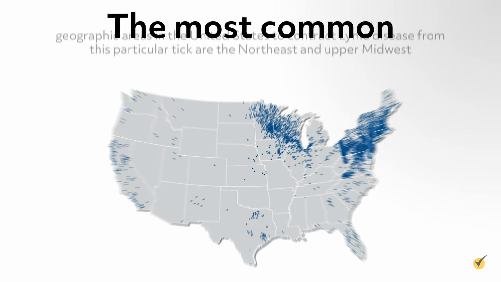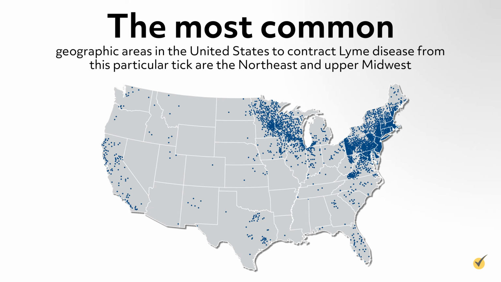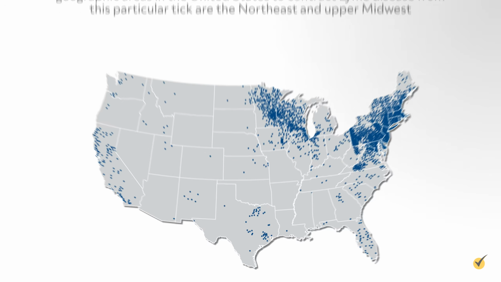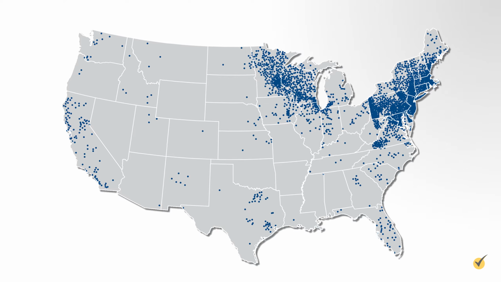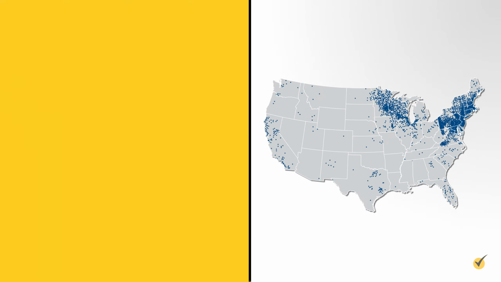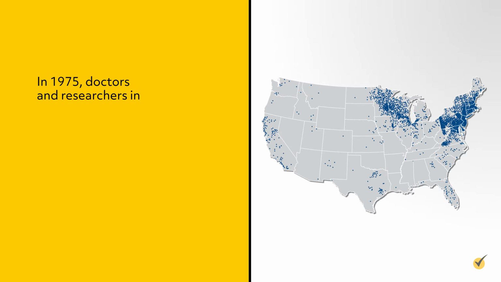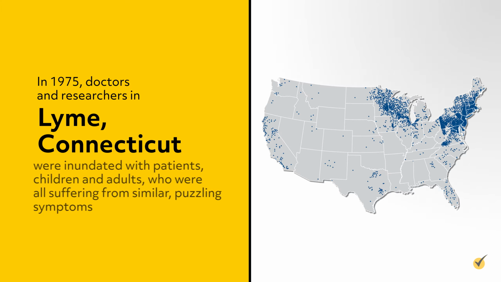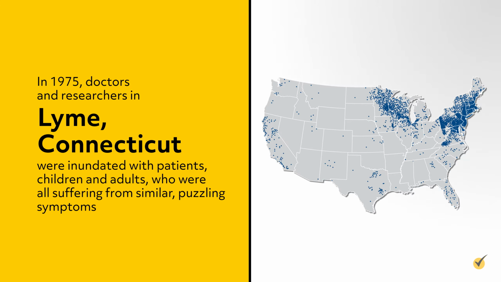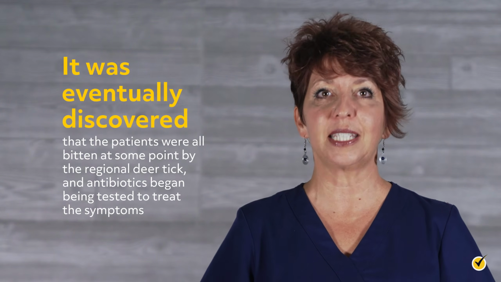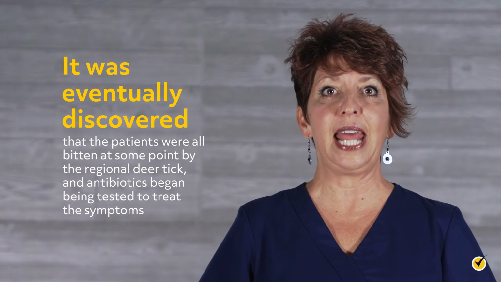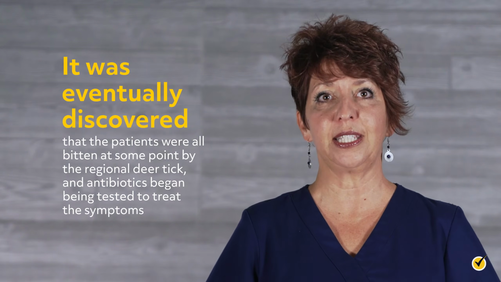The most common geographic areas in the United States to contract Lyme disease from this particular tick are the Northeast and Upper Midwest. Looking at this map, it might not be a surprise to hear that the name of the disease comes from one of the cities located in the Northeast. In 1975, doctors and researchers in Lyme, Connecticut were inundated with patients, children and adults, who were all suffering from similar, puzzling symptoms. It was eventually discovered that the patients were all bitten at some point by the regional deer tick, and antibiotics began being tested to treat the symptoms.